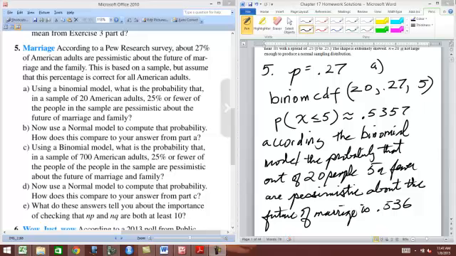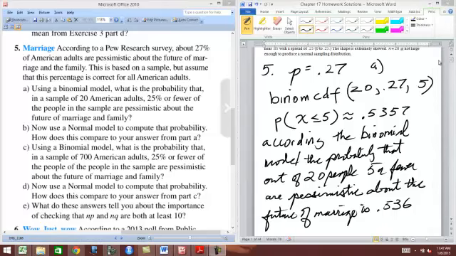Problem 5, chapter 17. Okay, we're going to compare using a binomial model and the normal model. So I'm sure you got part A right. Binom CDF 20, 0.275. And so the probability that you get 5 or fewer people who are pessimistic about marriage is around 0.536.